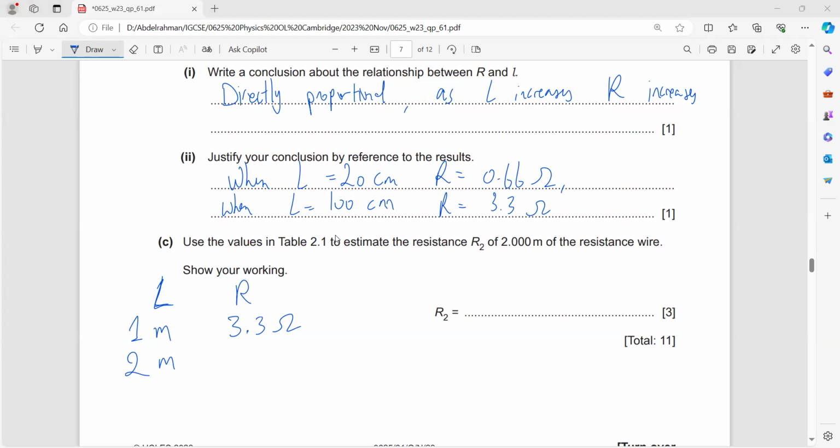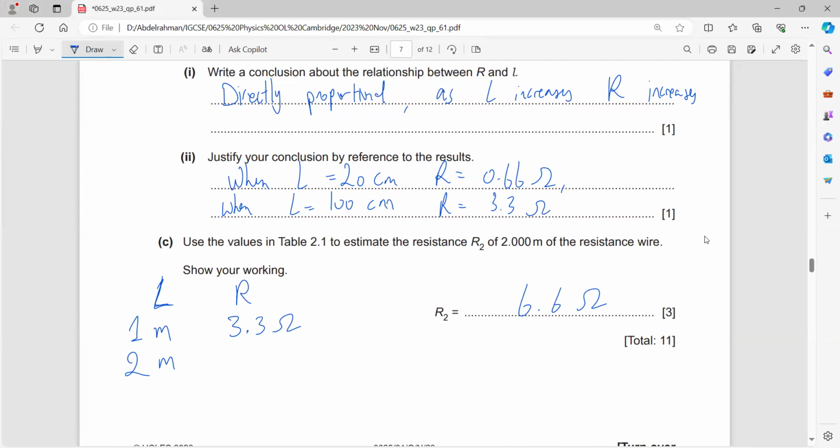So find the resistance R2 using cross multiplication: 2 times 3.3. It would give me around 6.6. That's it. Yes, I took 3 marks just to do a very simple multiplication, very simple working out.